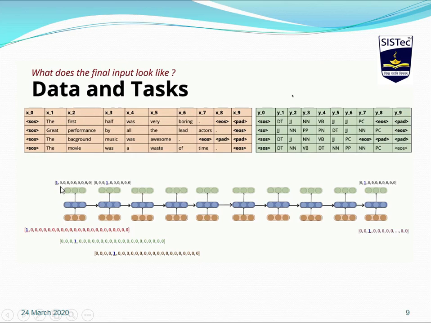So now the number of stages, or number of layers, depends on the maximum length of the sentence. So if the maximum length of the sentence is 10, we have 10 stages.